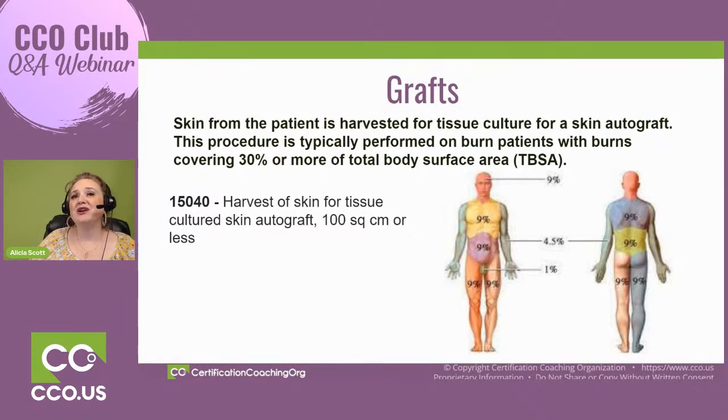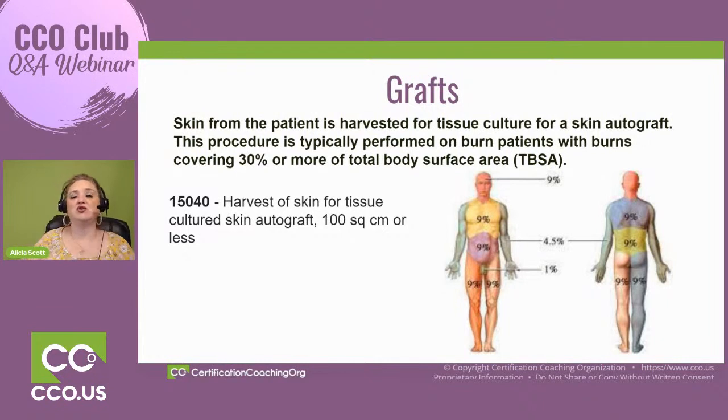And when you have 30% or more of total body surface area, then you're probably going to have a graft. Total body surface area, TBSA, that's another term that you need to have in your knowledge bank. So if you aren't familiar with that, make sure that you write that down. You'll see it in burns and other procedures, but when you're coding for burns, absolutely total body surface area is going to be used a lot.